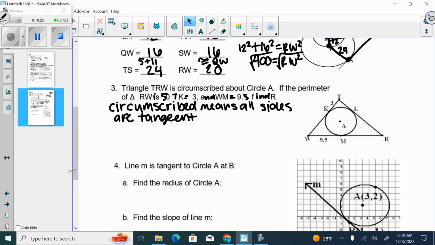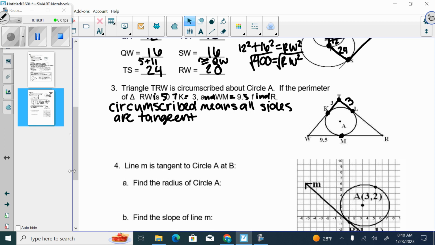So this triangle circumscribes this circle because every single side of the triangle is tangent to the circle. All right. Because of what we know from the front page about if they come from the same external point, then the two tangent segments are congruent, I should know certain things. Like, for example, T is an external point, right? So from T to K is 3, then what should it be from T to L? Also 3.